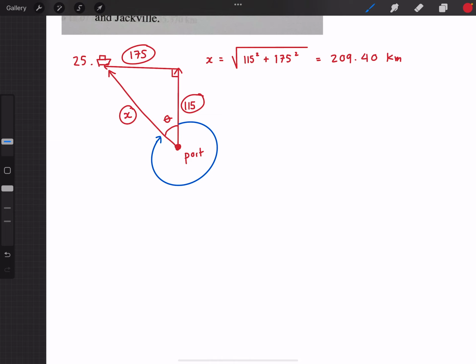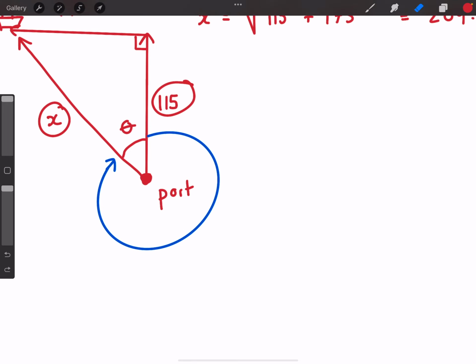We can use trigonometry again. We can say, this angle, we've got this length and this length. So this length, 175 here, is going to be your opposite. And 115 is going to be your adjacent.